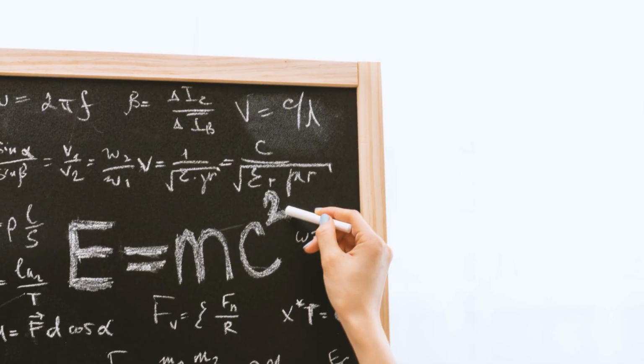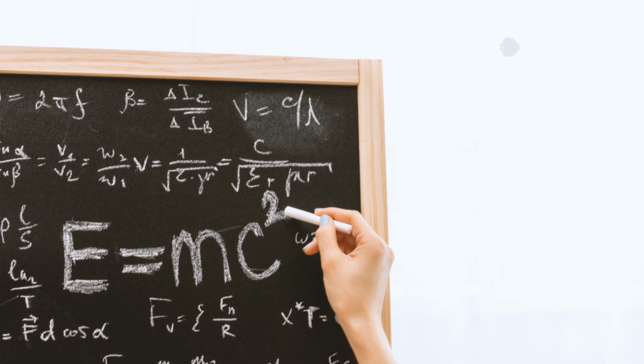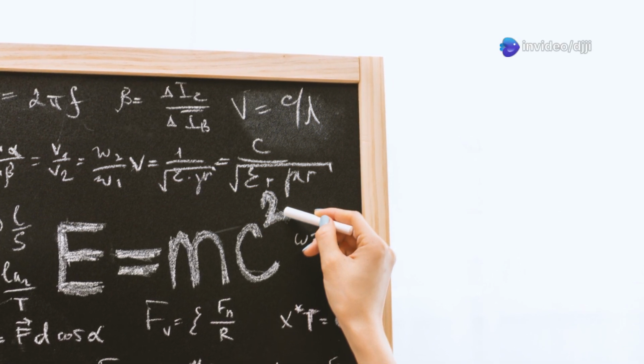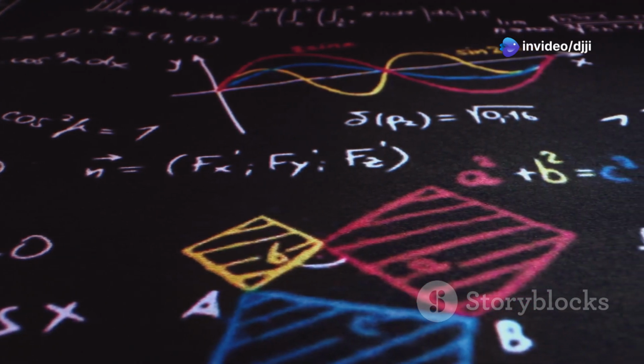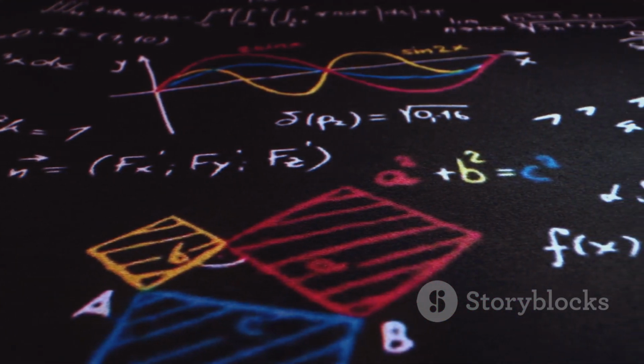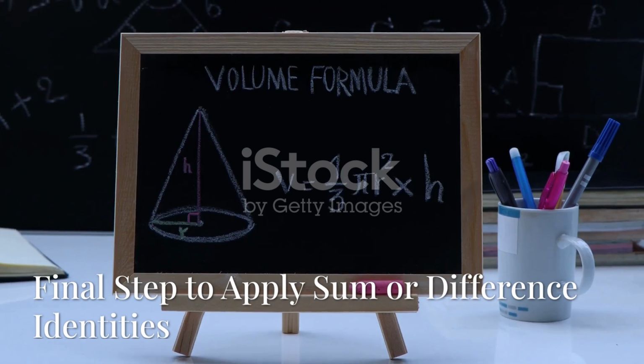Tangent of alpha plus beta equals tangent of alpha plus tangent of beta, divided by 1 minus tangent of alpha times tangent of beta. And tangent of alpha minus beta equals tangent of alpha minus tangent of beta, divided by 1 plus tangent of alpha times tangent of beta.